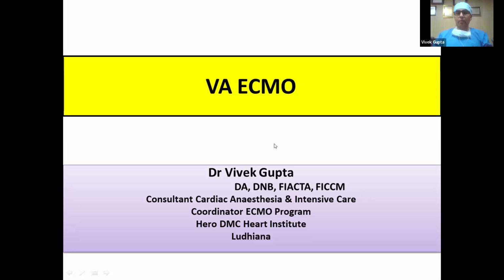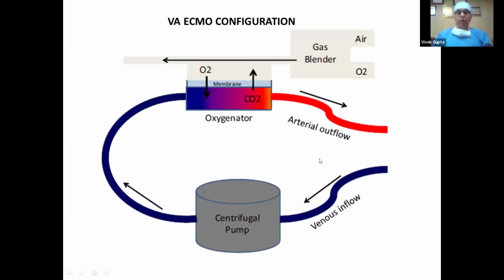So, good evening, all. Now we are moving to the next session topic of VA. What exactly is it? If we talk about the ECMO circuit, it is the same. You are draining blood through your venous cannula. It is coming to a centrifugal pump, and it is being pushed to your oxygenator.